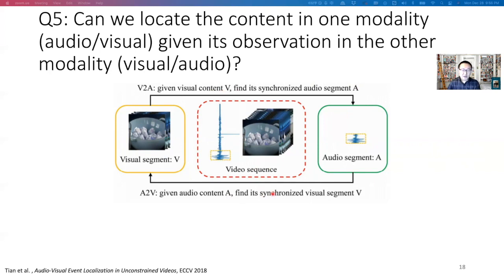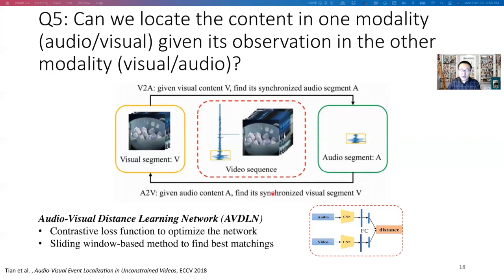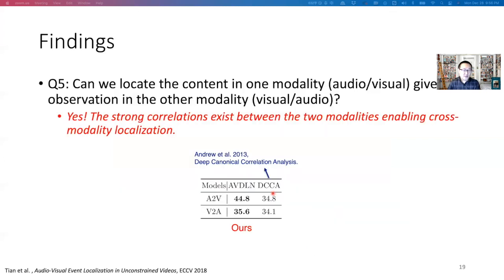We introduce an audio-visual distance learning network to address the problem. During testing, we use a sliding window-based method to find the best matches. We use the strict metric, IoU equal to 1, to evaluate performance. Even with the strict metric, the results are promising, which further demonstrates the strong correlations between the two different modalities.